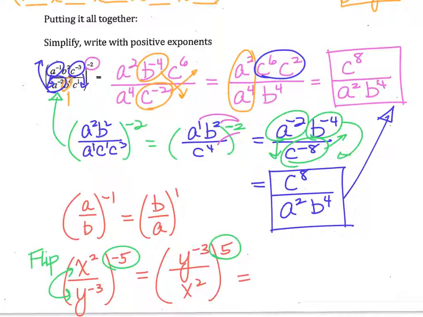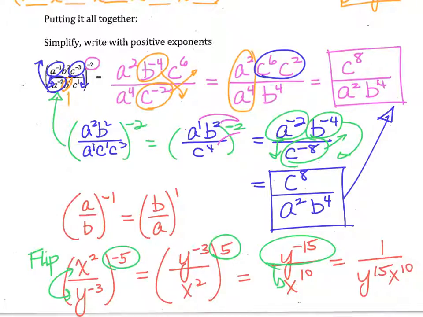Okay, so this one would simplify then to be y to the negative 15th, power to power multiplying, x to the 2 times 5 is 10, and then it would become 1 over y to the 15th, x to the 10th when we moved that down to the denominator. That would be your final answer.